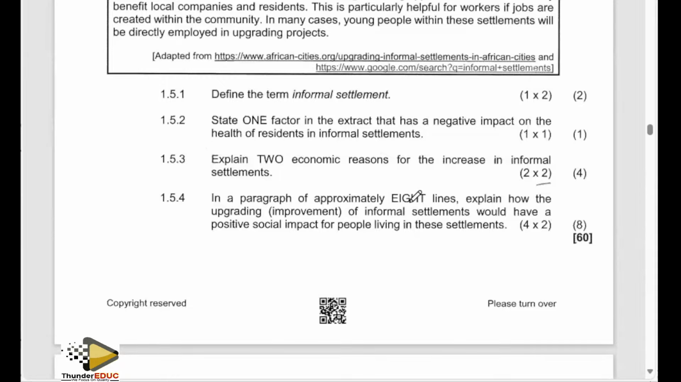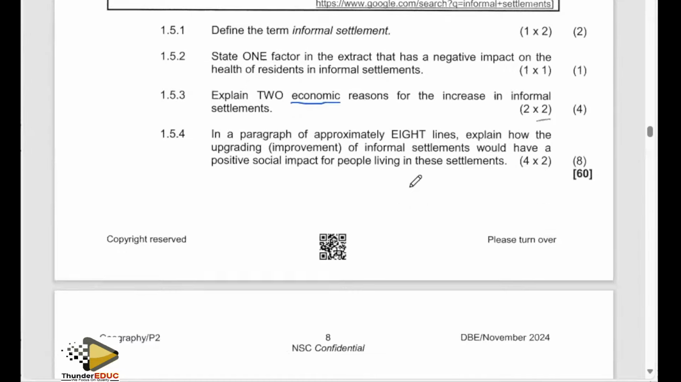Explain two economic reasons for the increase in informal settlement. Our question is economic, which means when you are addressing the question, try to find responses which are economic. Economic, we are looking at something to do with how people make a living, how people earn income, how people make money, how people sustain their lives. The question is specific, it's not general about any reason, but it wants economic reasons.